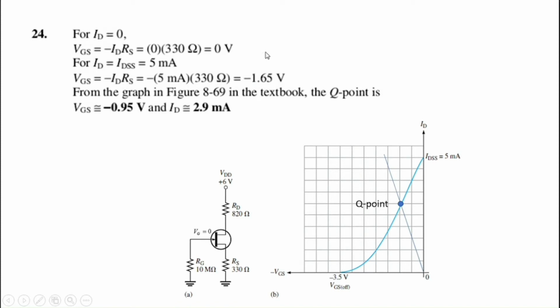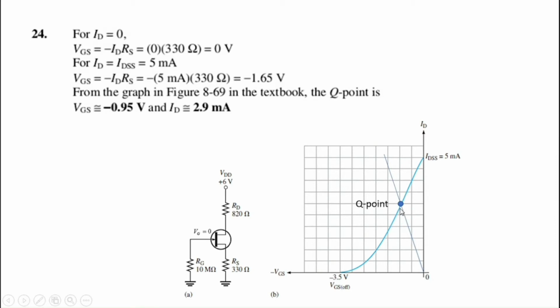To calculate the second point, we set ID equal to IDSS, which is equal to 5 milliamps. The formula remains the same: your gate source voltage is equal to negative ID RS. Your drain current is 5 milliamps, which you have set, and your RS value has been given in the circuit. Substituting the values, you get negative 1.65 volt as your gate source voltage at ID equal to 5 milliamps. Plotting these two points on the same axis as the transfer characteristics curve and joining them, you get the DC load line. The point where it intersects the transfer characteristics curve is your Q point.